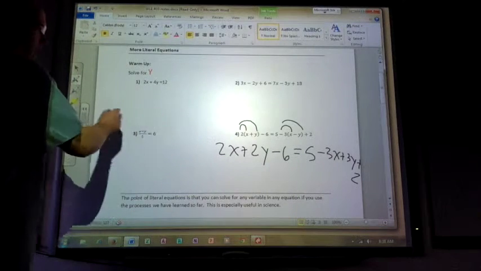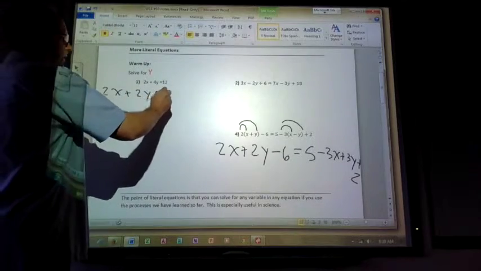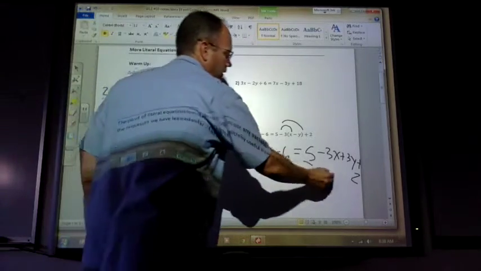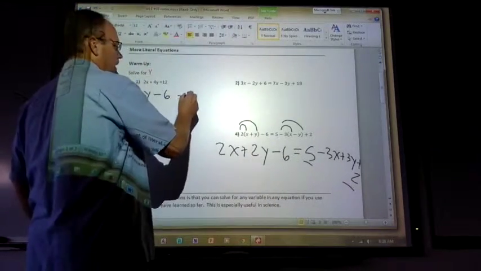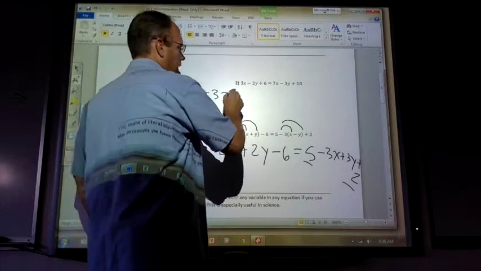Combining like terms, let's see, on that side I have 2x plus 2y minus 6 equals, the 5 and the 2 can add together, so that's going to give me 7 minus 3x plus 3y.